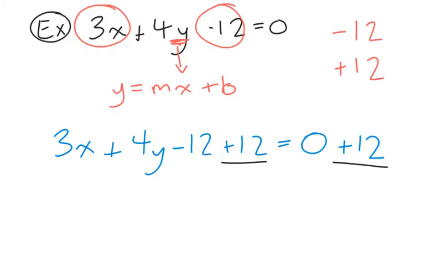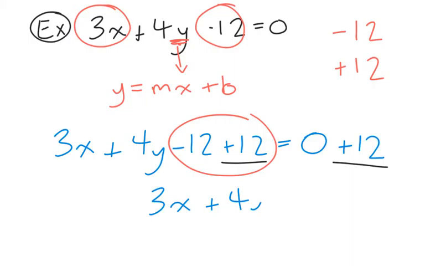Let's go ahead and simplify some of these numbers. Negative 12 plus 12, that simplifies to 0. We are not going to write that in. So let's just change that. 3x plus 4y equals, and 0 plus 12, pretty easy. That just becomes 12. You do not need the positive sign here.